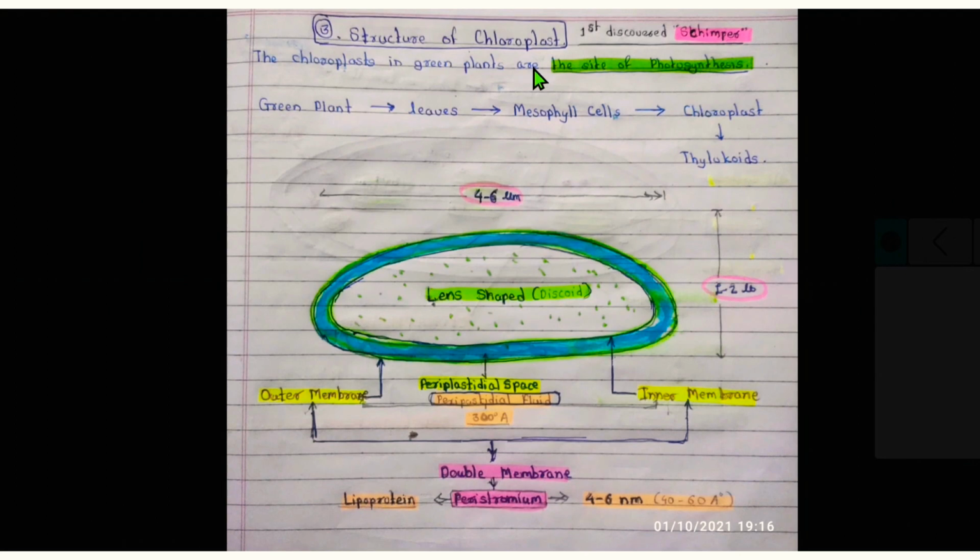This is the structure of chloroplast, first discovered by Kemper. The chloroplast in green plants is the site of photosynthesis. It is lens shaped, and this is the outer membrane. This is the inner membrane. The middle is the periplastidial space containing periplastidial fluid, and this double membrane is called peristromium. It is made up of lipoprotein. The size is 4 to 6 nanometers.